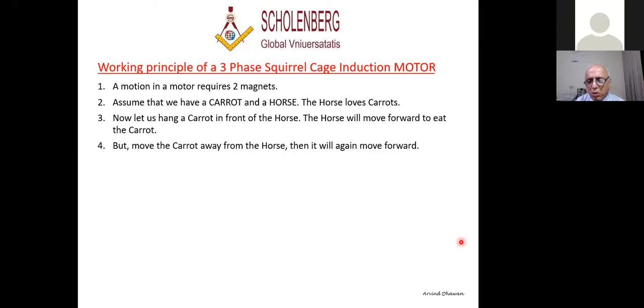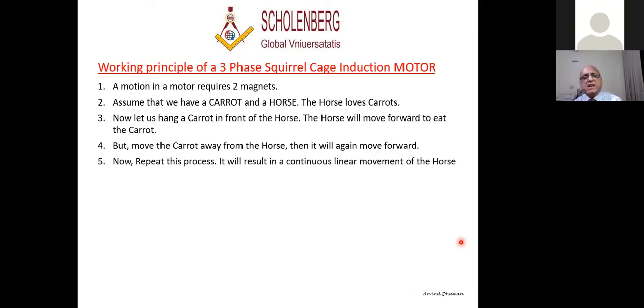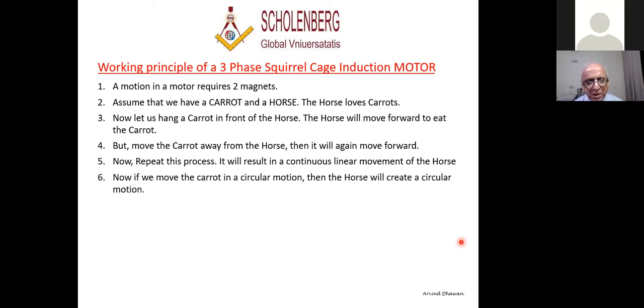But when the horse moves towards the carrot, we move the carrot still further away. Then the horse will again follow the carrot. If you repeat this process, the horse will create a linear motion. He is unable to eat the carrot. He wants to eat the carrot, he'll keep following it, resulting in a linear motion. You understood that? It's very simple.